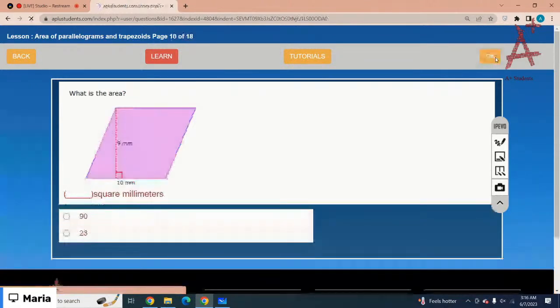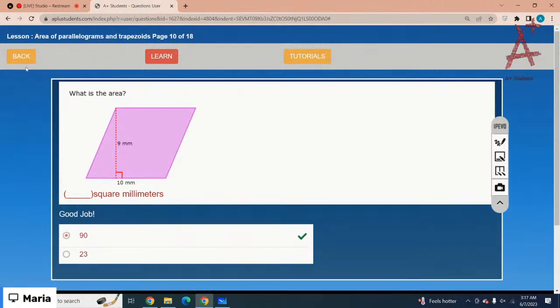Okay, what is the area? So you have to do base times height. Got it? You have to do 10 times 9. That would be 90. Got it? The correct option is 90.